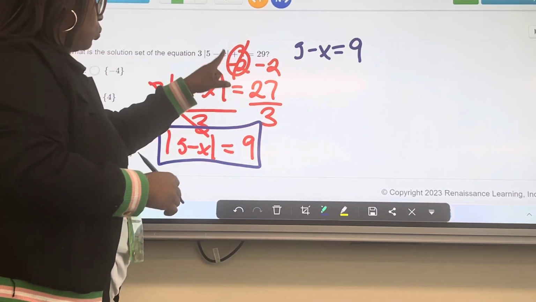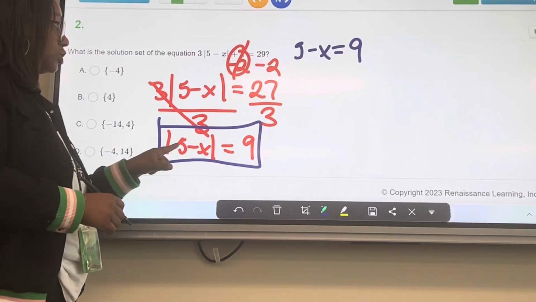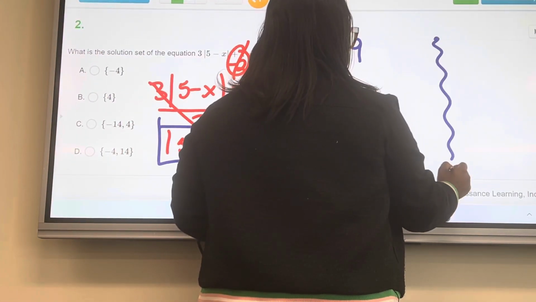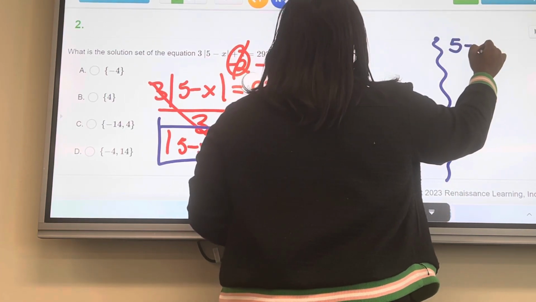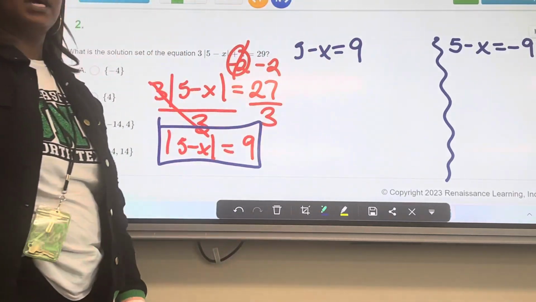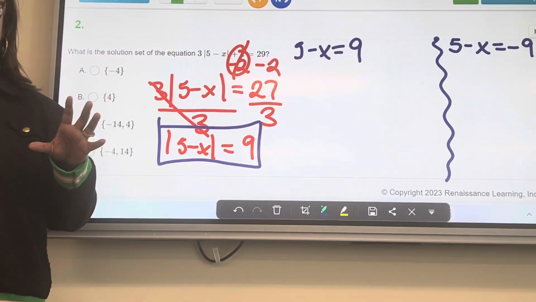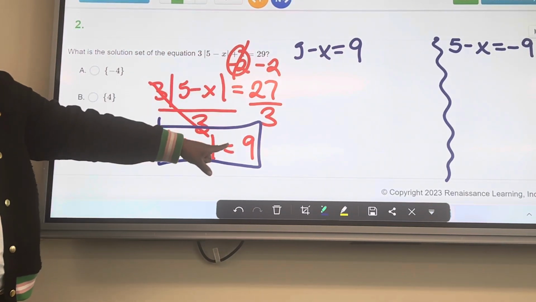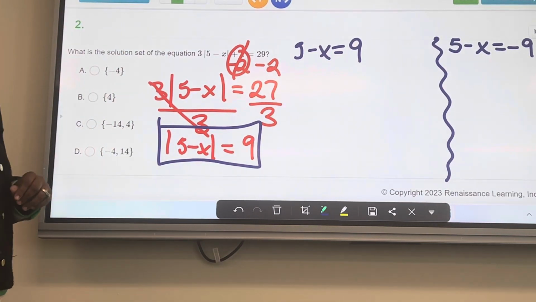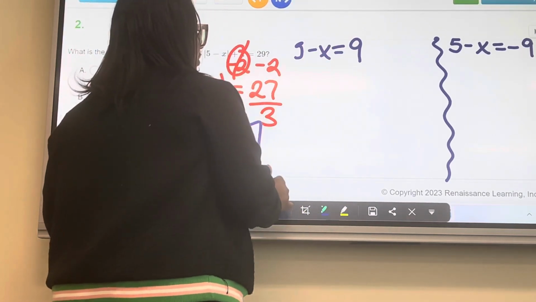And remember, if we want to get rid of the absolute value bars, we're going to have to also compare it to 5 minus x equals negative 9. A positive and a negative, we have 2 distances that are 9 units away from 0. All right, so I'm going to go through and work both of these. And this one should be a little bit easier.